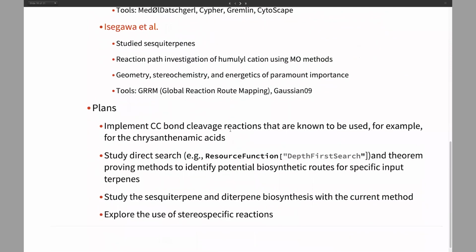So as I had said earlier, I'd like to implement more reactions so that we can get more of the observed biology modeled. I want to study the sesquiterpenes and the diterpenes also. And we also need to be able to consider stereochemistry, whether things attack a double bond from this side or that side, whether hydrogens end up pointing up or pointing down relative to the rest of the molecule.